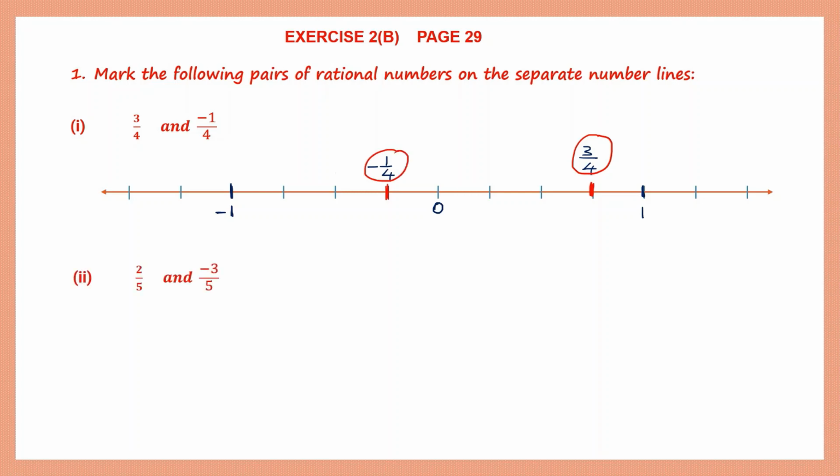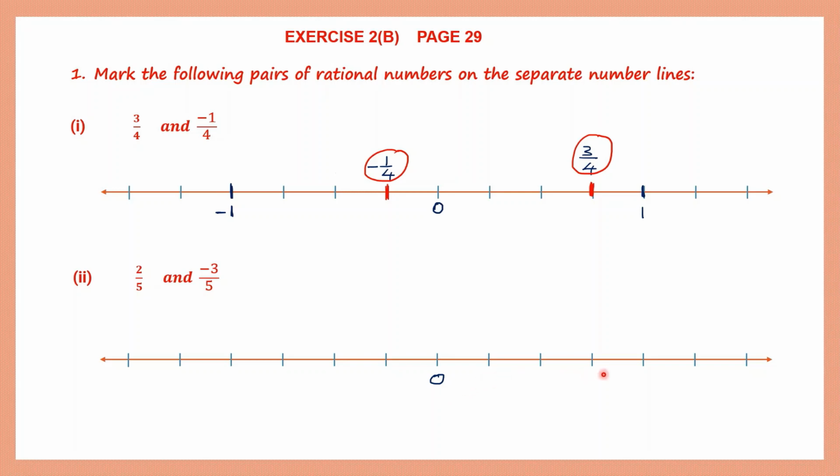Question 2. We have 2 by 5 and minus 3 by 5. First thing is we draw a number line. So we have a number line. We have arrowheads on both ends, on the left hand side as well as the right hand side. Now let's mark 0 again somewhere in the middle. And this time look at the denominator. The denominator is 5. That means between 0 and 1 there are 5 parts.